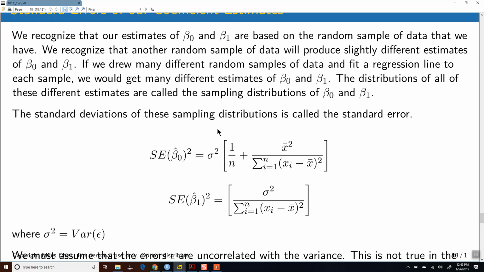And the standard deviation of the sampling distribution is called the standard error, right?